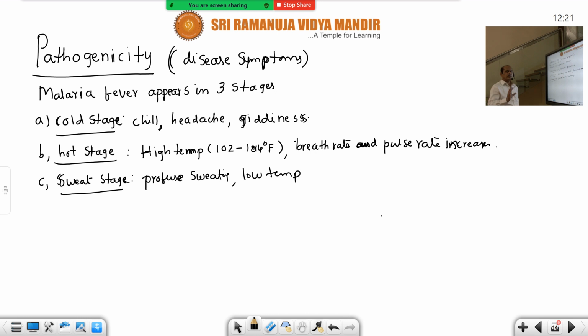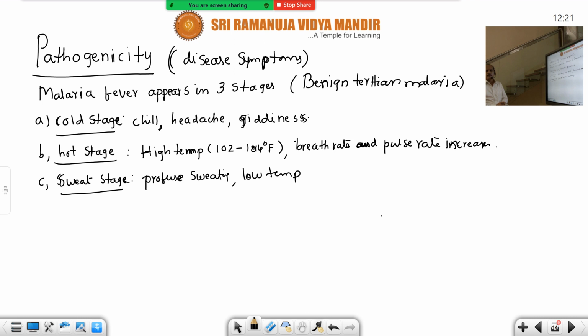Again the cold stage with shivering, and again the hot stage with fever, and again sweat. These three repeatedly occur every 48 hours. It repeats. That's why this malaria fever is called benign tertian malaria. Plasmodium vivax causes benign tertian malaria. Already four types of malaria fevers have been mentioned: malignant tertian, benign tertian, mild tertian, and quartan malaria. So this is as far as the pathogenicity of malaria is concerned.